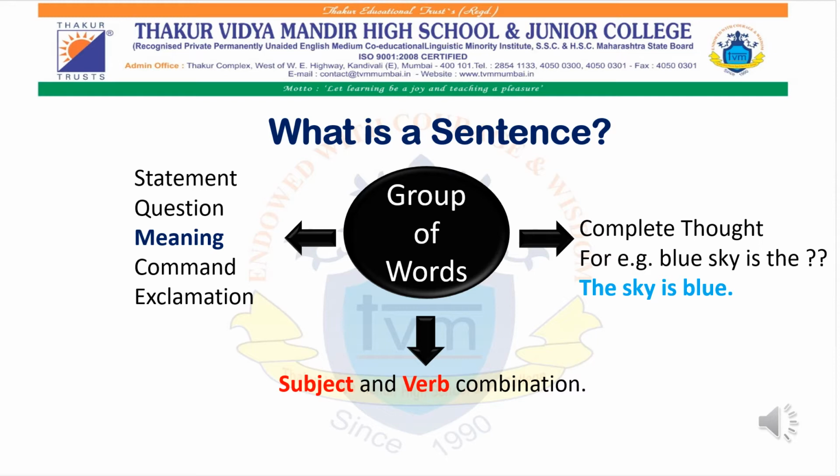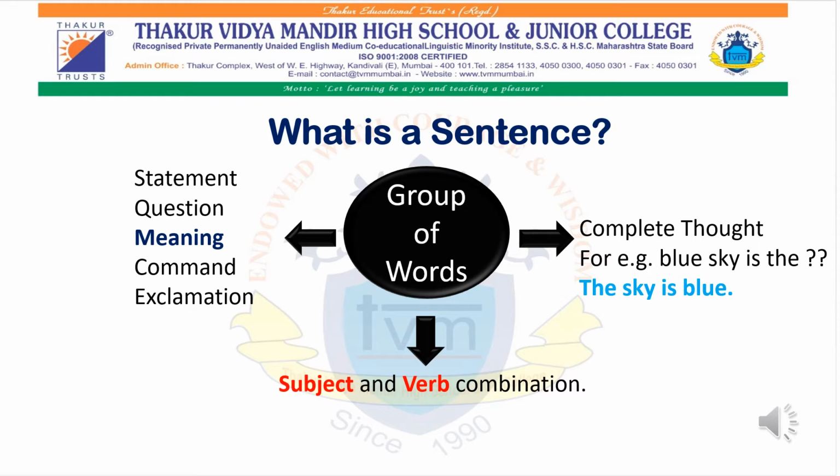So whenever we see a particular sentence, any of these four types can be in that particular sentence. It can be a statement, it can be a question, it can be a command, it can be an exclamation sentence also. So the most important thing, as I have mentioned to you all, is that a sentence is a group of words which contains a complete thought. That is the first thing.